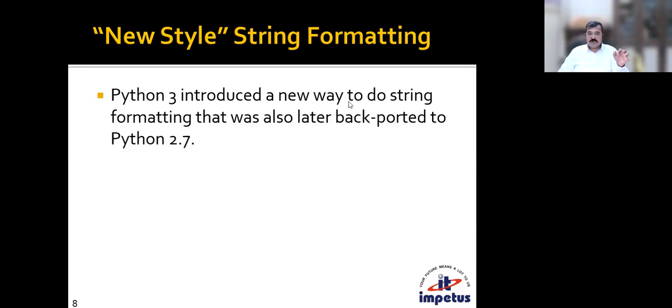So the second style is the new style, as I call it, the new style of string formatting. This new style of string formatting was introduced in Python, I think it was Python 3.0. So Python 3.0 introduced a new way to do string formatting that was also later backported to 2.7. Now that's very interesting. Normally what happens is new features are introduced in a new version of the language. But this feature became so popular, it was backported to 2.7.